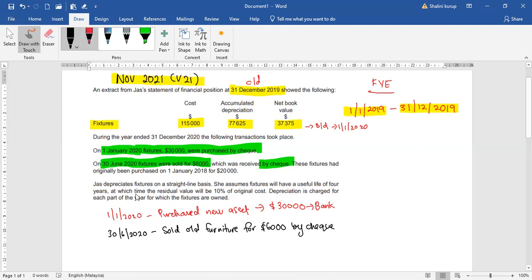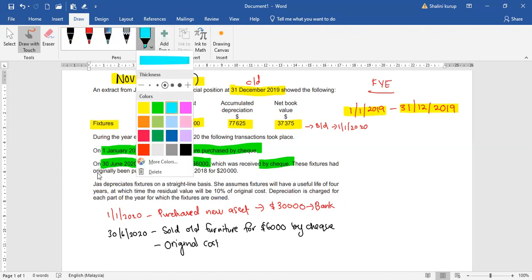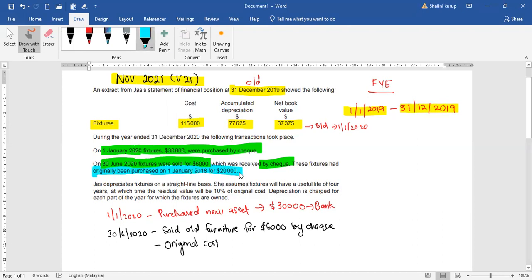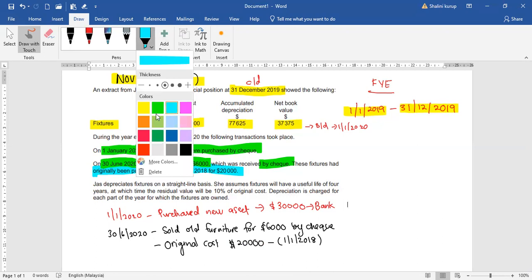Now, very important information is you need to know the original cost of the asset. If you see further, they have clearly mentioned here, I'll put it in another color, that the fixtures were originally purchased on 1st January 2018 for that amount. So you must understand that the original cost was 20K, purchased on 1st January 2018. You must also know how many years they have used up. The most important thing, as you know, is that this question is on depreciation, so your focus has to be on the depreciation part of it.